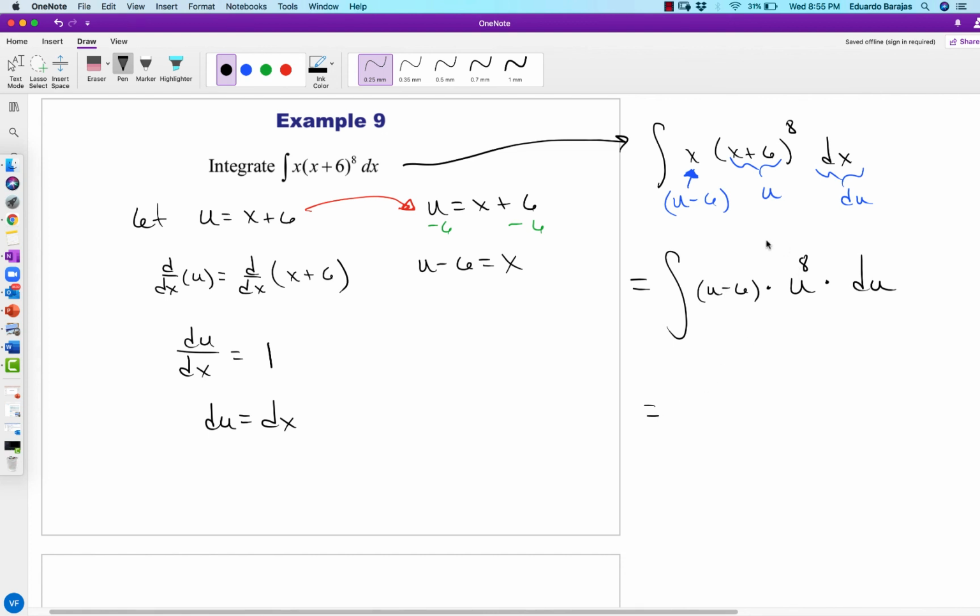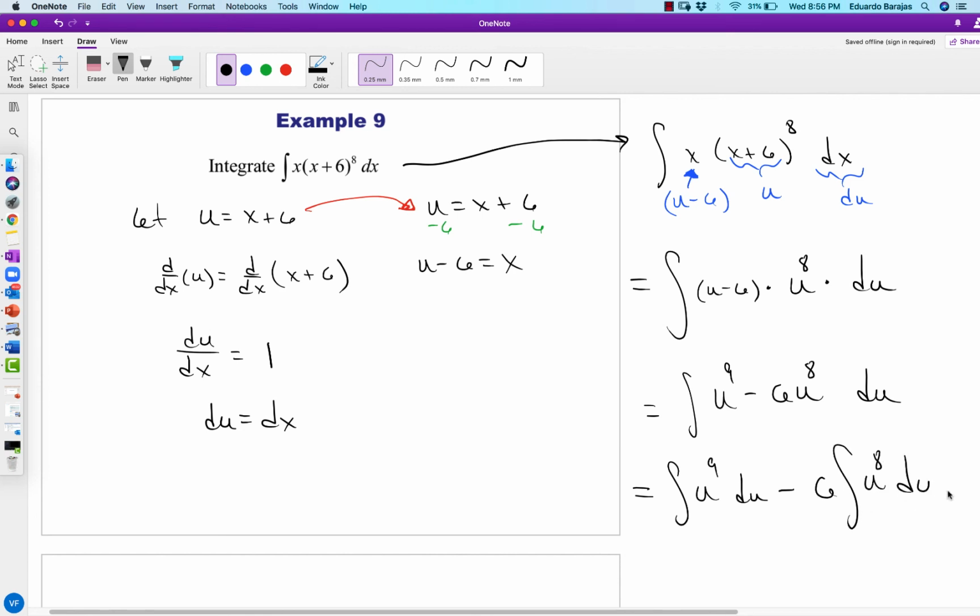What we can do is distribute, and we end up with the integral of u to the 9th power minus 6u to the 8th power du. And now this can be separated as the integral of u to the 9th du minus 6 times the integral of u to the 8th du. That's one of our properties of integrals. We can separate it like that whenever there's an addition or subtraction. So here this was the integral of that whole thing. Good. And so now this is easy.